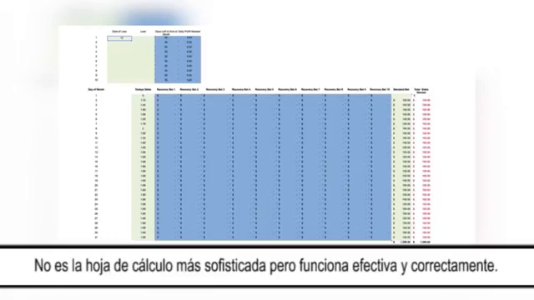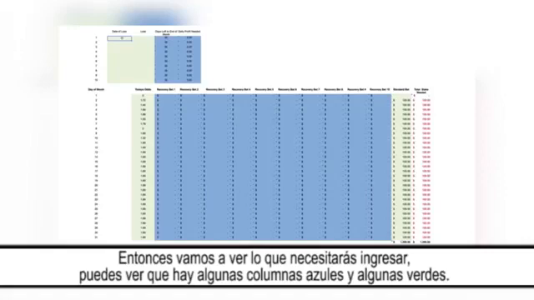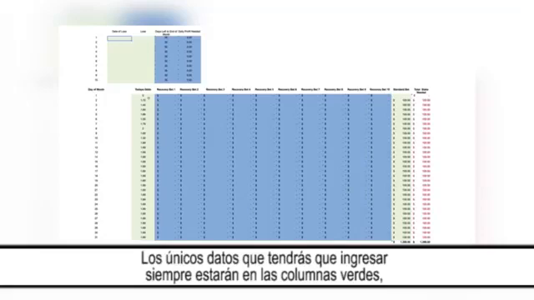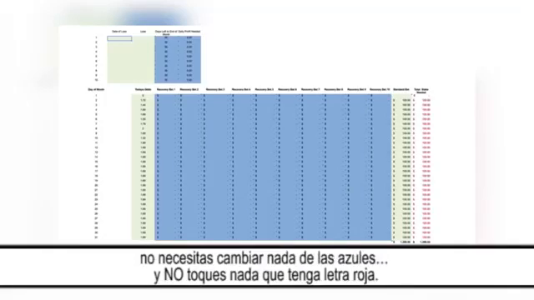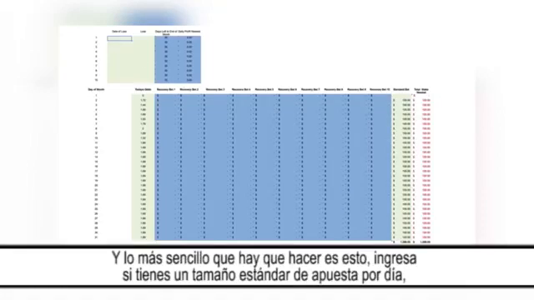So let's just run over what you need to be entering. And you can see here there's some blue columns and there are some green columns. The only data that you ever need to input is on the green columns. Don't touch anything on the blue, and you don't touch anything with the red writing. And the simplest thing to think about is this.